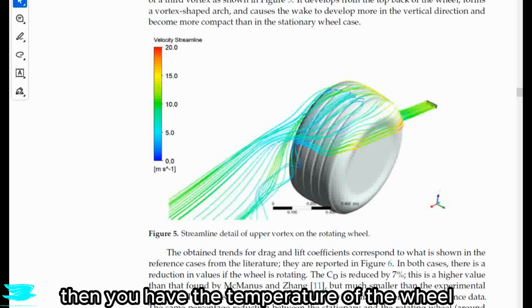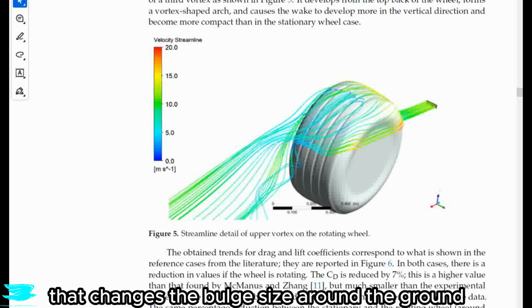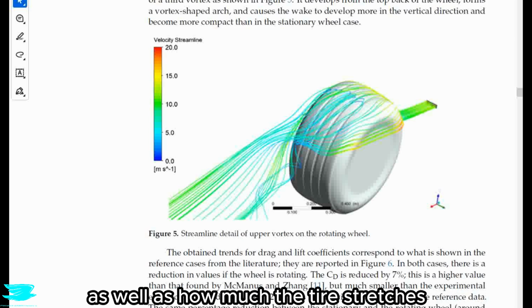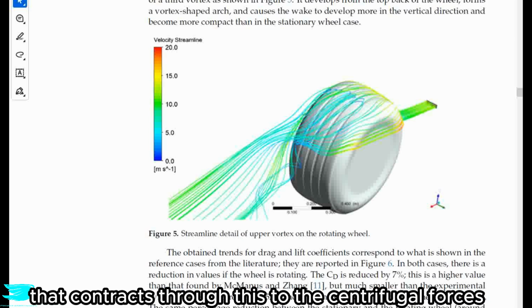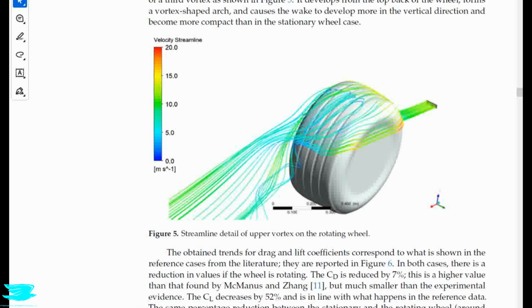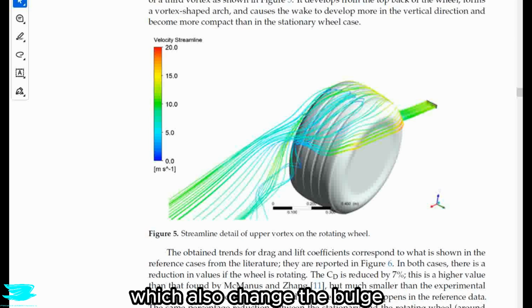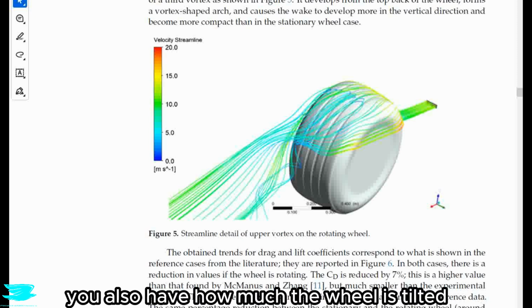Then you have the temperature of the wheel. That affects how much the wheel flexes. That changes the bulge size around the ground, as well as how much the tire stretches and contracts due to the centrifugal forces as it spins at very high speed. You also have the loadings on the wheel, which also change the bulge. So depending on how heavy the car is, what it's loaded up with, even how much gas is in the tank. You also have how much the wheel is tilted.